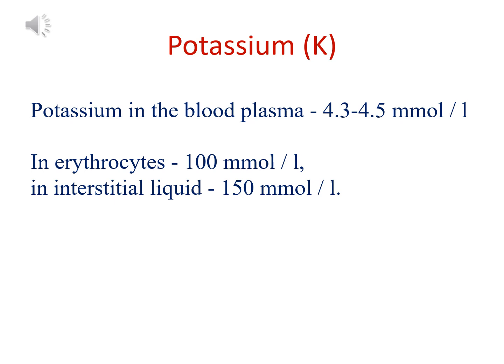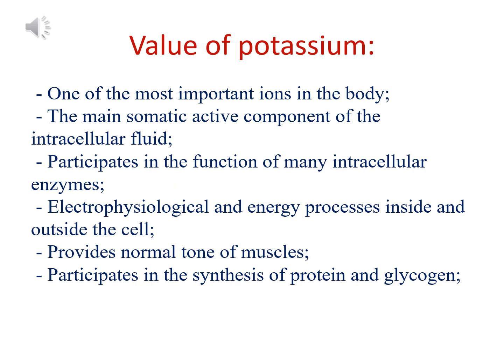One more very important microelement is potassium. The potassium level in blood plasma is 4.3 to 4.5 millimole per liter. Potassium is one of the most important ions in the body, the main osmotically active component of the intracellular fluid. It participates in the function of many intracellular enzymes, provides electrophysiological and energy processes inside and outside the cells, provides normal muscle tone and participates in the synthesis of proteins and glycogen.